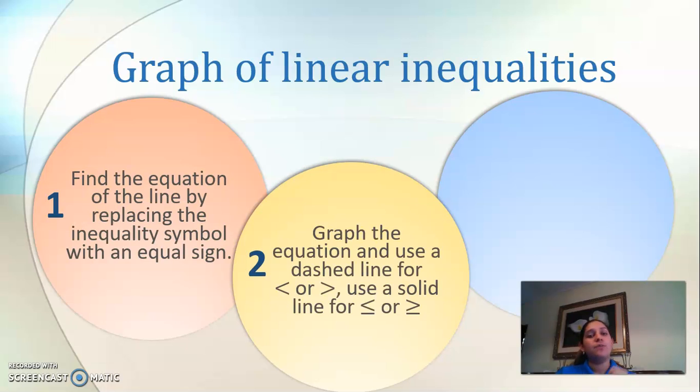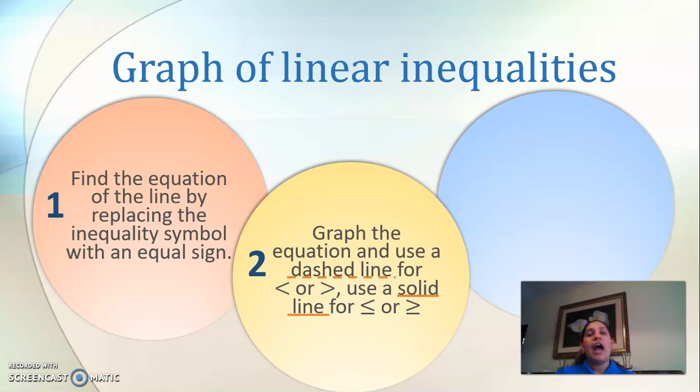Now, number 2 tells us that when you graph it, you're going to use a dashed line for this sign. This inequality symbol does not have a line under it, so you're going to use a dashed line. These inequality symbols are greater than or less than. Now, they tell us to use a solid line when you have these inequality symbols: greater than or equal to, or less than or equal to. And you need to use a solid line. So you need to remember this when you graph.